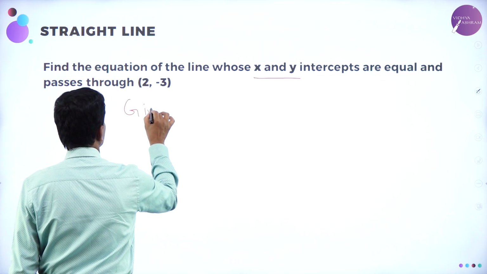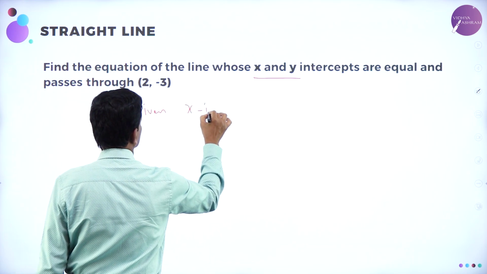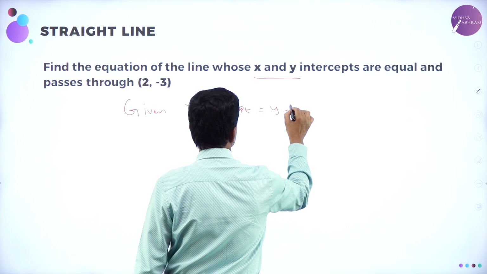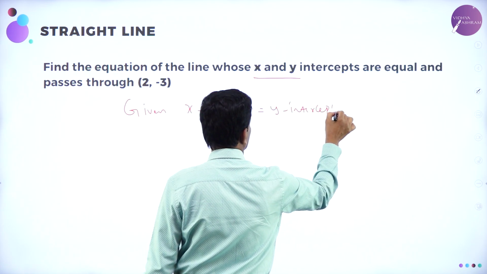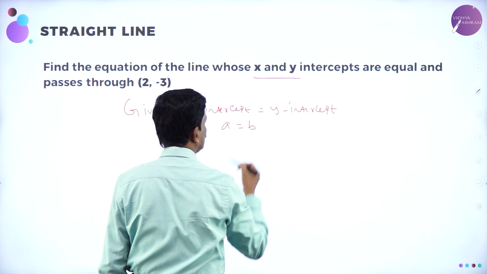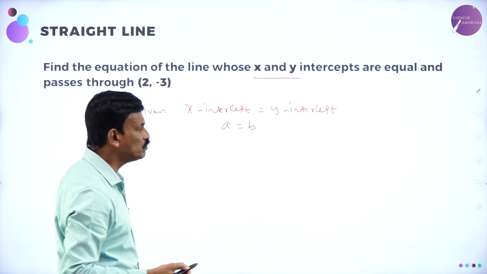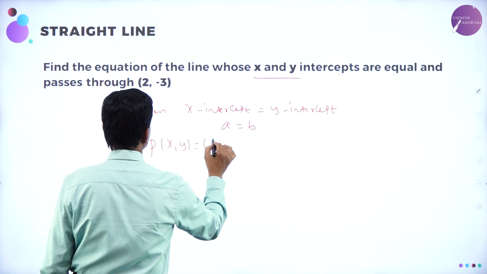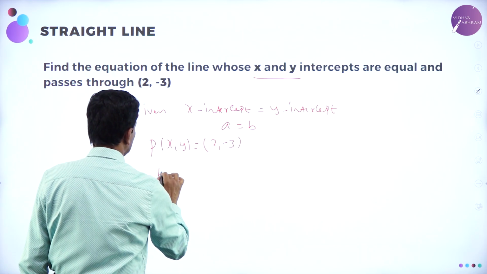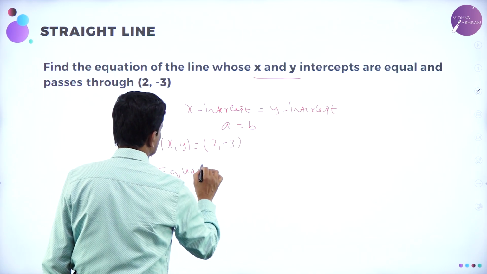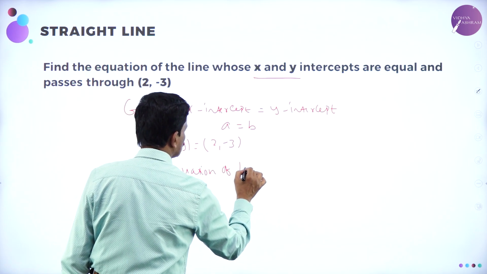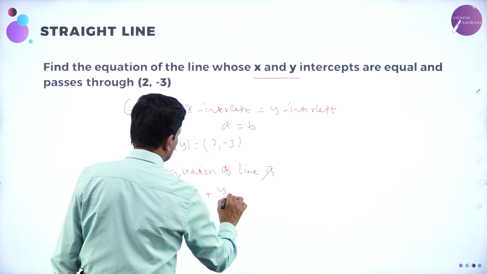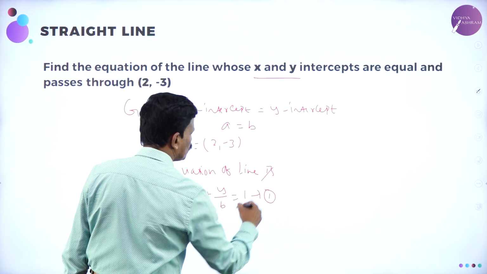Given that x intercept is equal to y intercept. X and y intercept is nothing but x intercept is a, y intercept is b. A is equal to b. Now what is the point given? Point P x comma y is equal to 2 comma minus 3. Equation of the line is of the form x by a plus y by b is equal to 1, equation number 1.